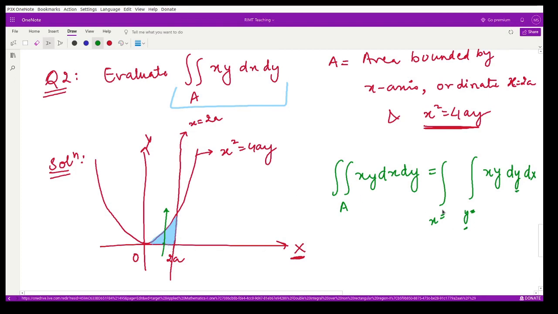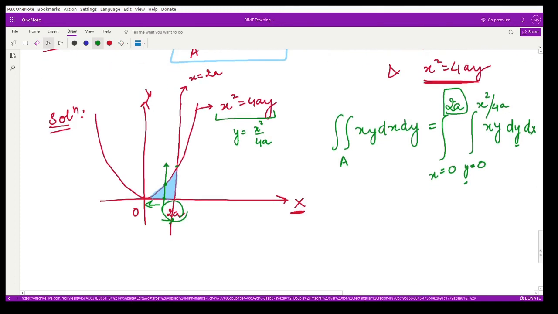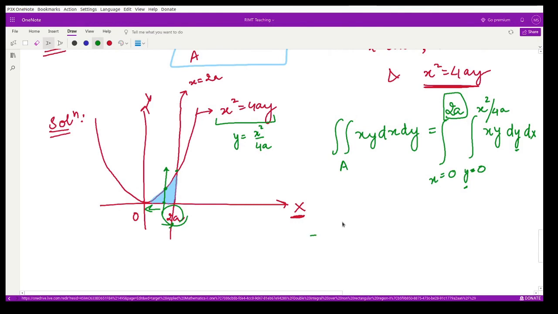Now what would be the value of y here? The value of y here is 0. And what is the value of y here? Here you can obtain the value of y, that is equal to x square divided by 4a. So your upper limit is x square divided by 4a. When you move this line horizontally, the minimum value of x is equal to 0, and the maximum value of x is 2a, which is also a constant quantity. This is how you obtain the limits, and then you can very easily perform this integration.